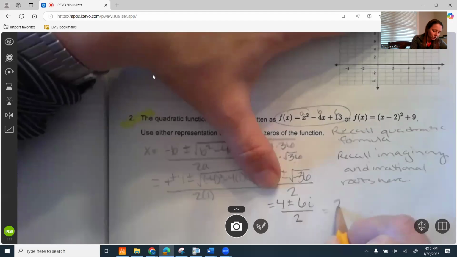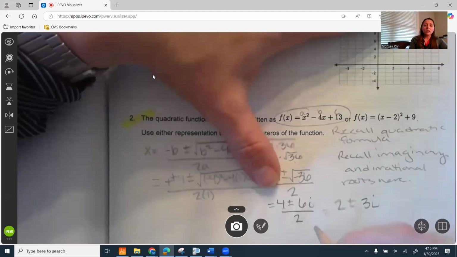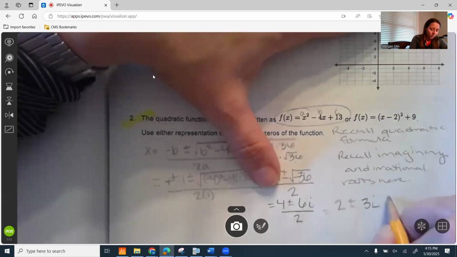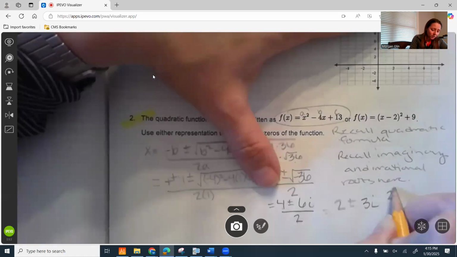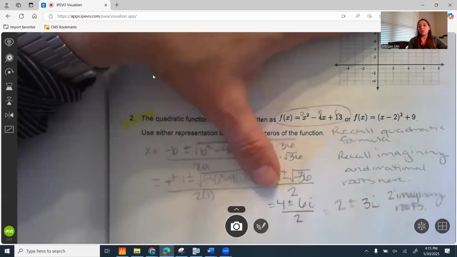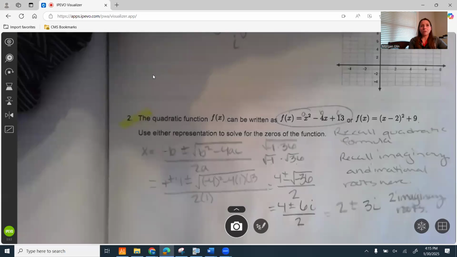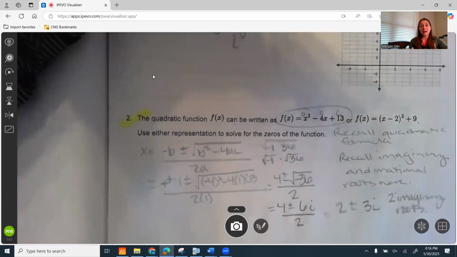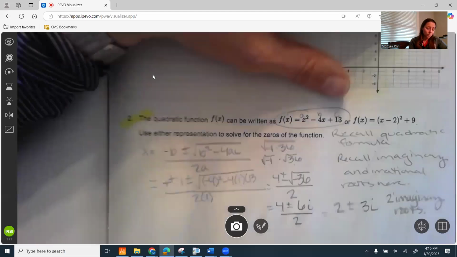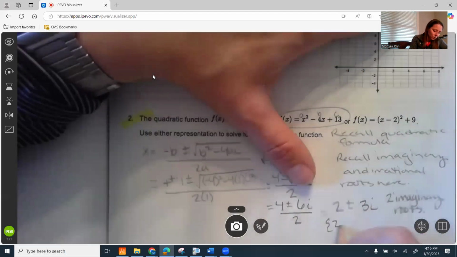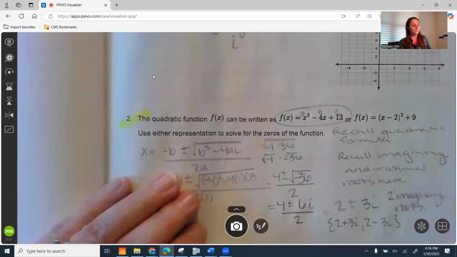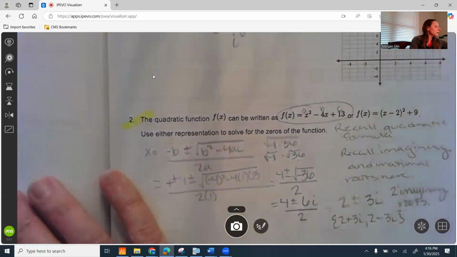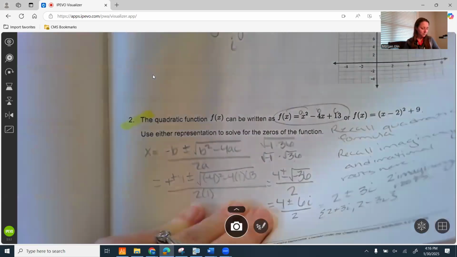4 divided by 2 is 2. All right, 6 divided by 2 is 3. All right, and here these are both imaginary roots. So we have 2 imaginary roots here. So if you know that there's 3 roots, but you're only seeing 1, and it's not a double root or triple root, a lot of times the 2 are imaginary. And the 2 roots are 2 plus 3i and 2 minus 3i. Like that. All right, so let's move on and let's go to page 248.